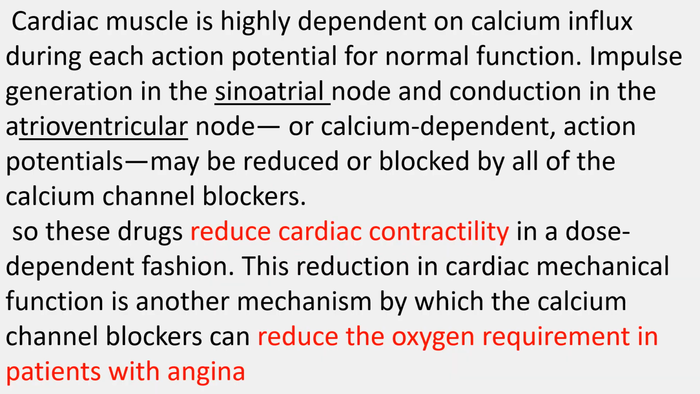And in this slide, we are explaining again the same thing, that impulses in the SA node and AV node are all dependent on calcium influx. So by giving calcium channel blockers, this is reduced or blocked by all the blockers of the calcium channels. So ultimately, these drugs reduce cardiac contractility in a dose-dependent fashion. Okay, this reduction in cardiac mechanical function is another mechanism by which the calcium channel blockers reduce the oxygen requirement in patients with angina.